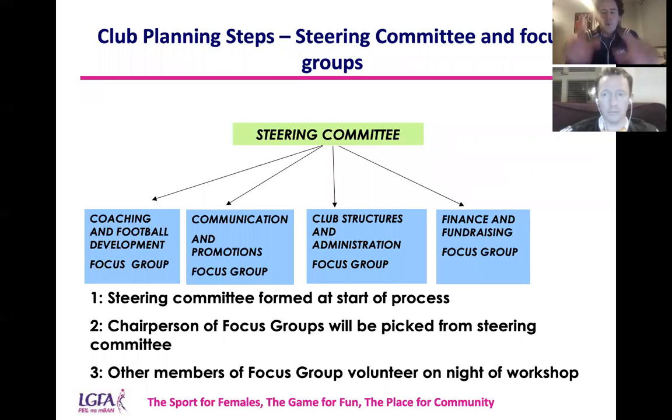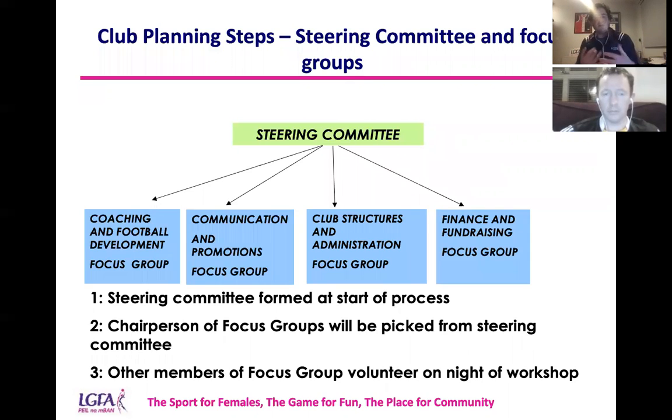And then you can see coming out from the steering group, there's those different sections or those different strands: coaching and football development focus group, communications and promotions, club structures and administration, and then finance and fundraising. So those are your focus groups, or those are in effect the different sections you're going to look at as part of your plan. So as Kieran said at the very start, it's not going to be all about the football pitch, it's about all the different facets of the club.